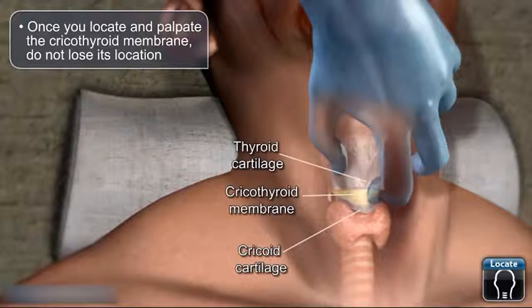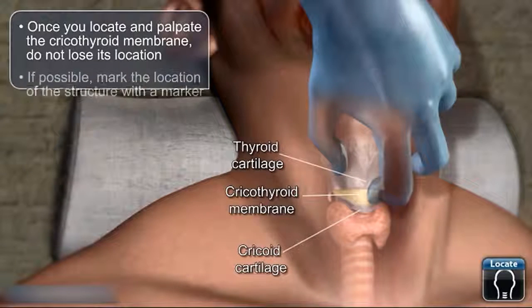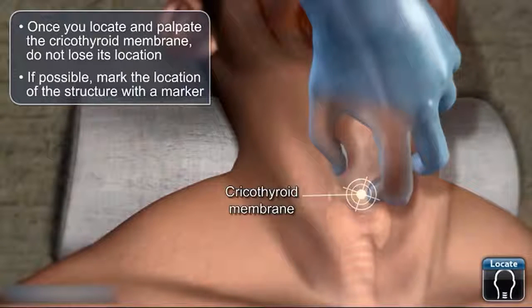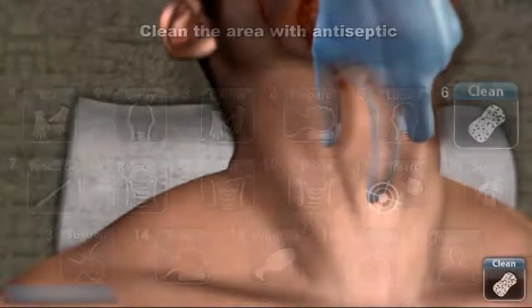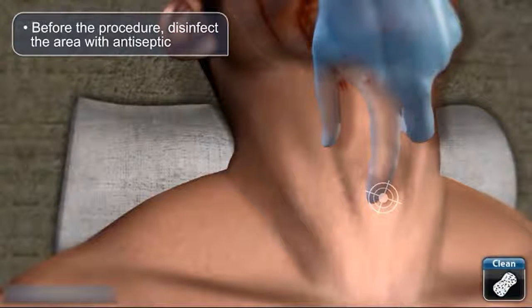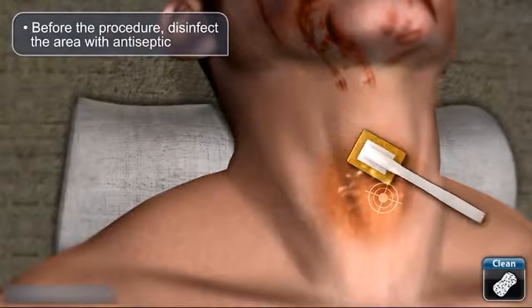Once you locate and palpate the cricothyroid membrane, do not lose its location. If possible, mark the location of the structure with a marker. Clean the area with antiseptic. Before the procedure, disinfect the area with antiseptic.